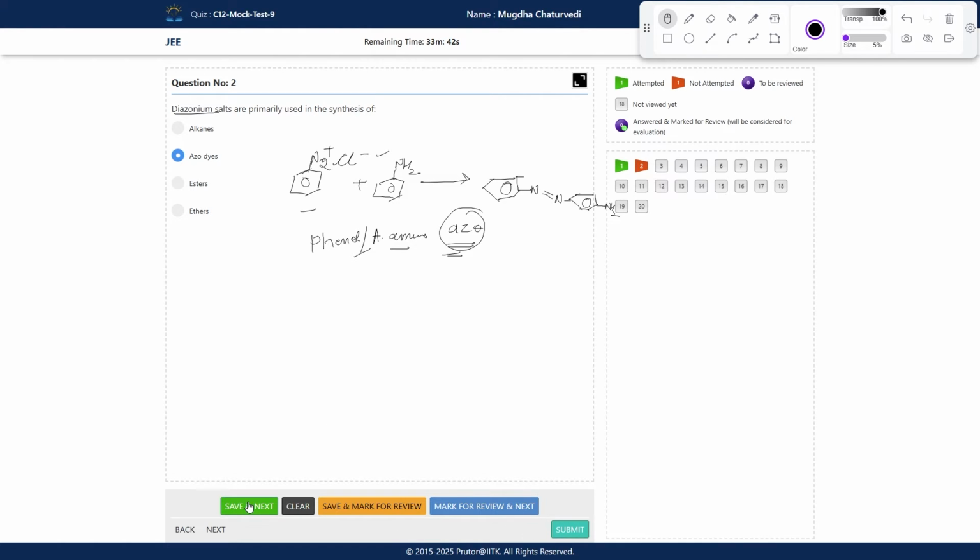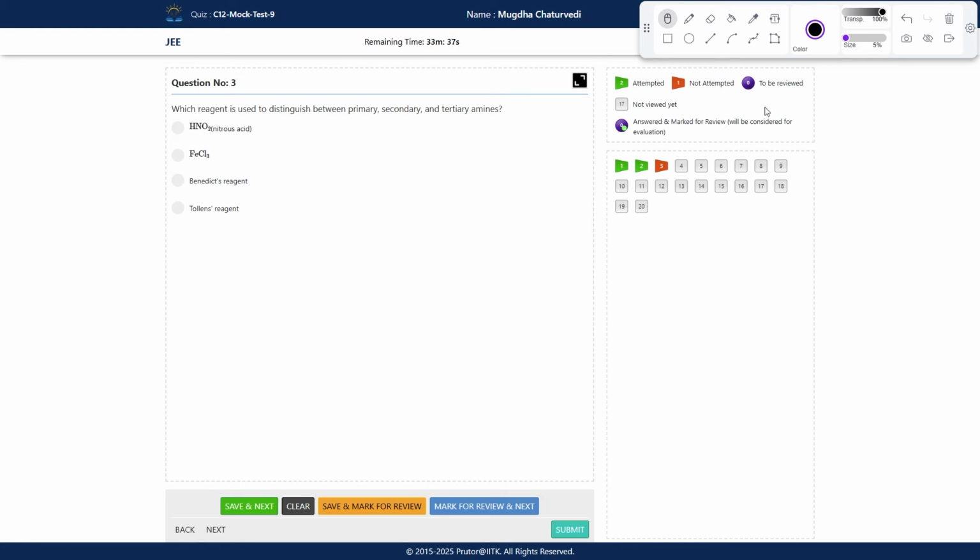Now let us see the next question. In the next question, it is saying the reagent which is used to distinguish between primary, secondary and tertiary amines. Okay, so you have to tell a reagent in this case. So for this question, HNO2, which is nitrous acid, reacts differently with primary, secondary and tertiary amines.